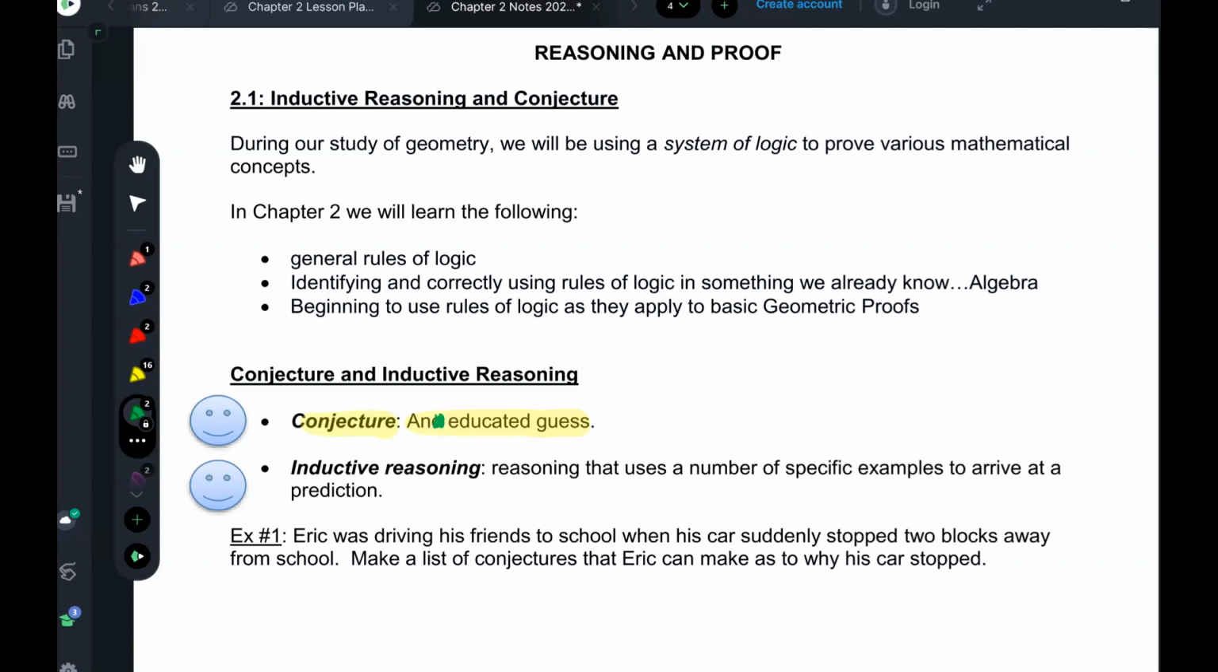An educated guess generally looks for patterns, okay? So let's say you drive to school and you leave at 8 o'clock in the morning and it takes you 17 minutes one day, the next day it takes you 18 minutes, the next day it takes you 17 minutes. What's the conjecture about how long it takes you to get to school? Somewhere around 17 or 18 minutes, right? Now there could be traffic, there could be other things, okay?